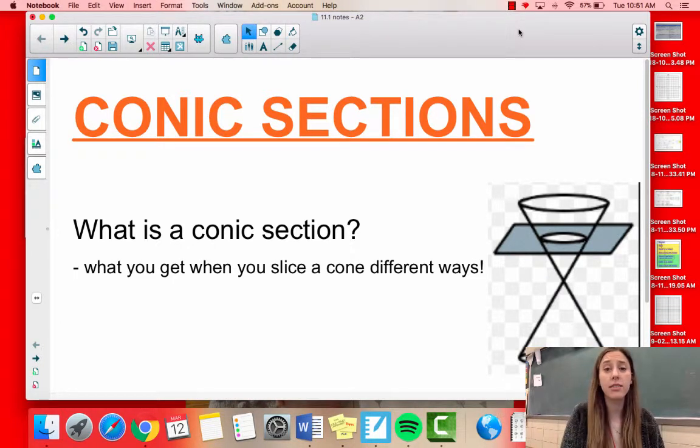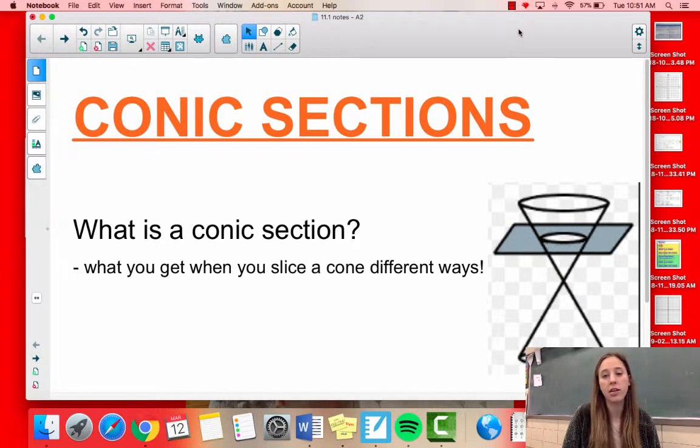Welcome everybody. Today's unit is going to be starting off with what we call conic sections, and we're going to be focused on one particular type of section. But before we get started, you have to know what is a conic section. So a conic section is when you take a cone and you slice it different angles.